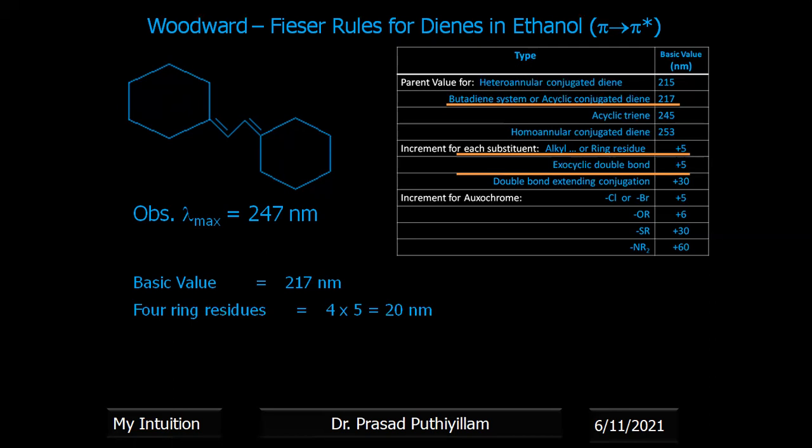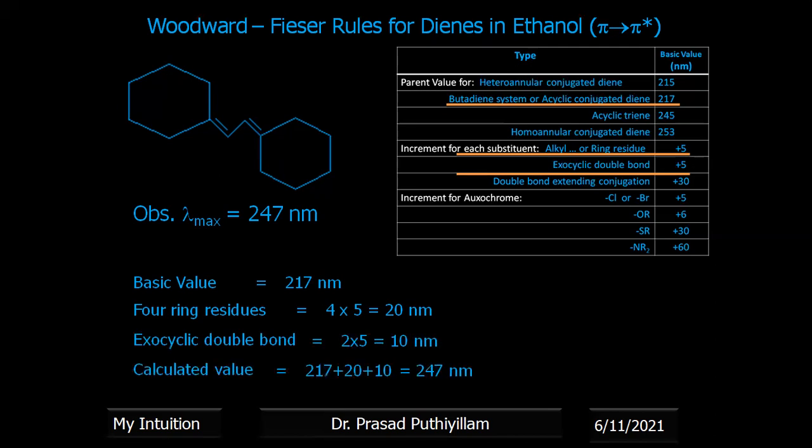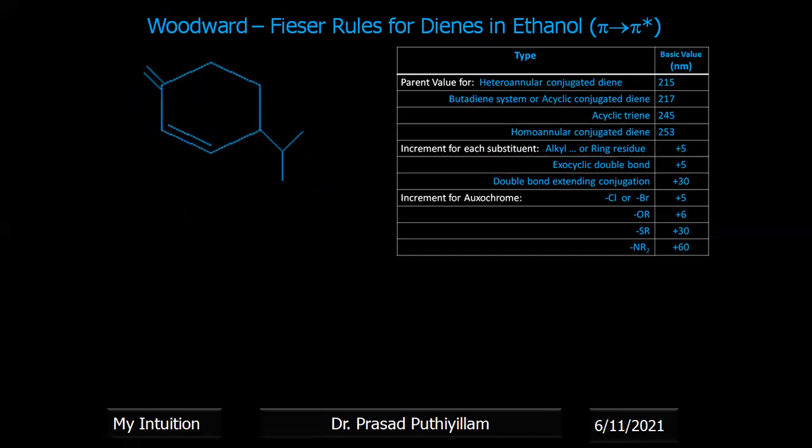And we have two exocyclic double bonds. To this cyclic structure, a double bond is there. To this cyclic structure also, a double bond is present. Therefore, 2 exocyclic double bonds, 2 into 5, 10. The calculated value is 217 plus 20 plus 10, 247 nanometer. Another example. Okay, I have seen this in university level question papers. So this one we'll try to solve.